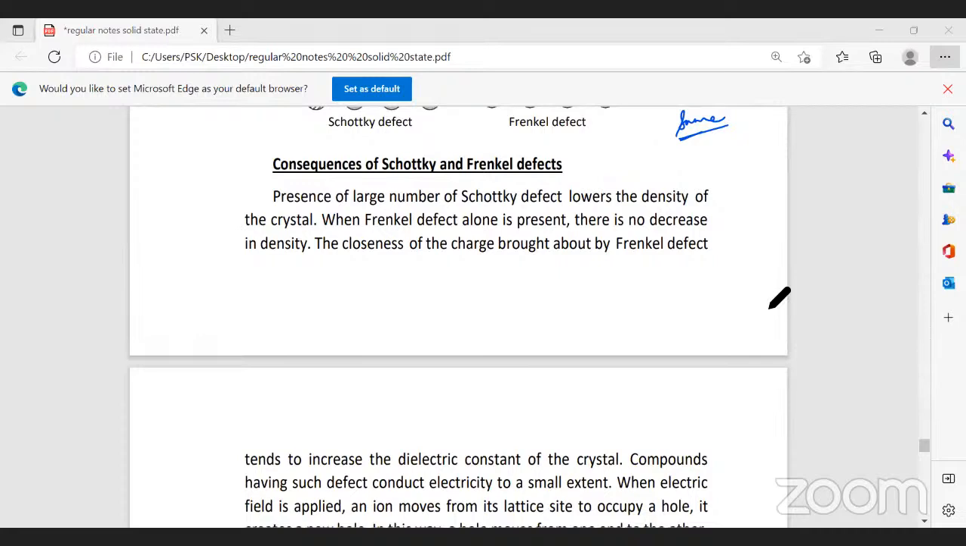Very good, very good. Now, next is consequences of Schottky defect and Frenkel defect. What are the consequences?